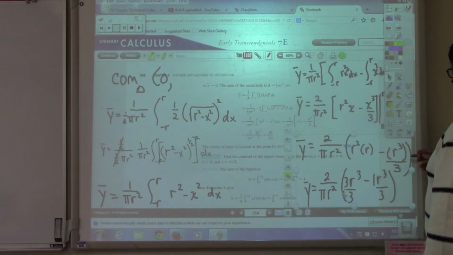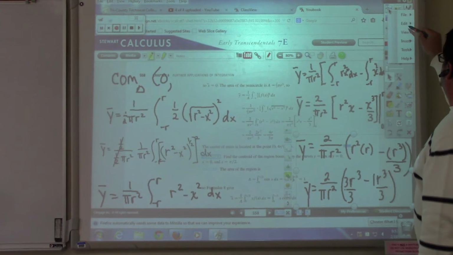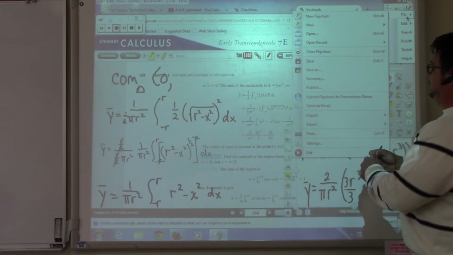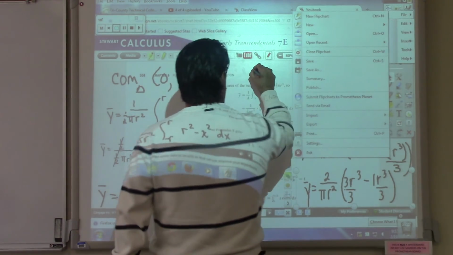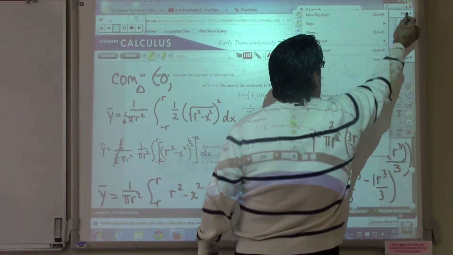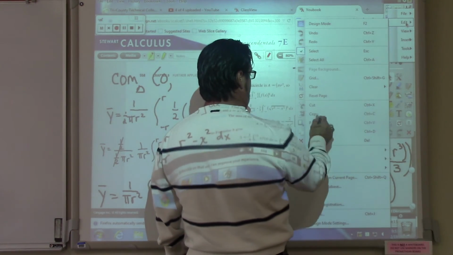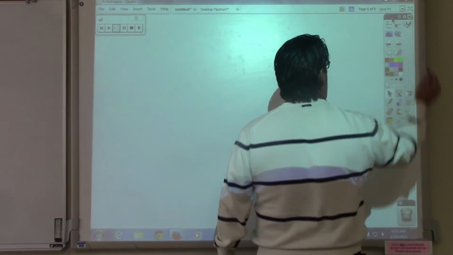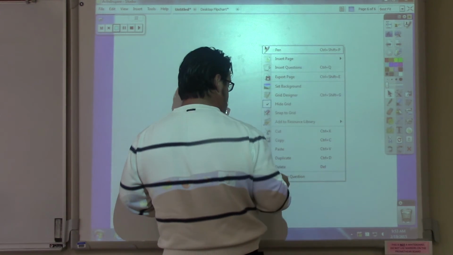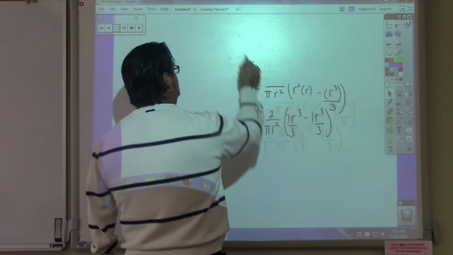Lord, I hope I did the algebra right. Let's see. Let me copy this. Hold on. 2R. File, copy. Oh, I can't do it. This thing is so screwed up. I can't copy. I have to go to file, Edit, Copy, and then change screen. And now I can do paste. Sorry about that. This technology is really user friendly.